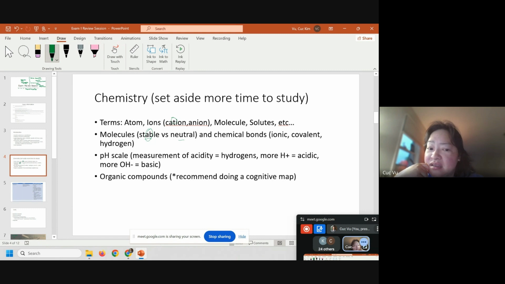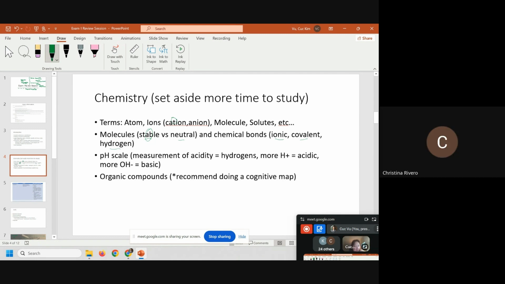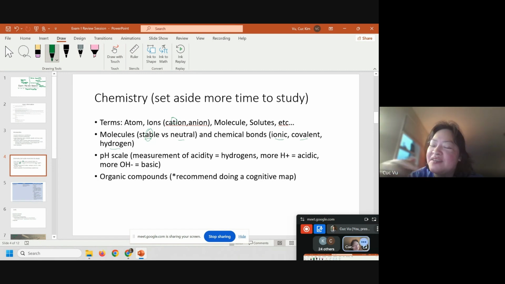And then knowing that also helps you determine what chemical bonds they form. Do they form ionic bonds? Do they form covalent bonds? Do they form hydrogen bonds? So for example, a test question might be, which of the following chemical bonds is the strongest? That would be a covalent. Convince each other. Which one is correct?